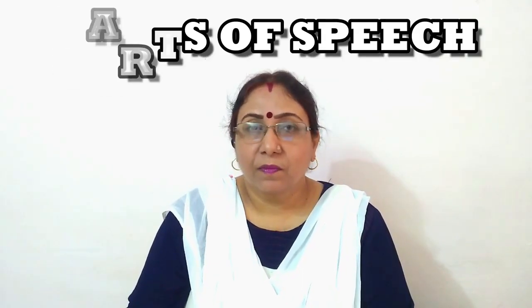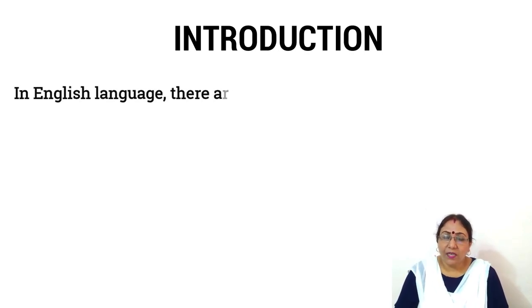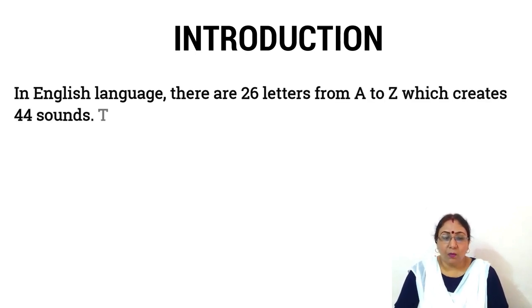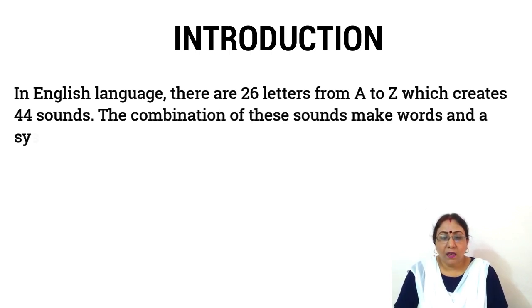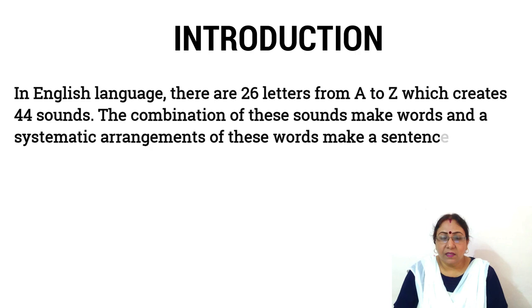Today we are once again in our grammar class with the basics of the English language, in which we will be collecting a little knowledge of parts of speech. Now, as all of you know, in the English language there are 26 letters from A to Z, which create 44 sounds. The combination of these sounds makes words, and a systematic arrangement of these words forms sentences.